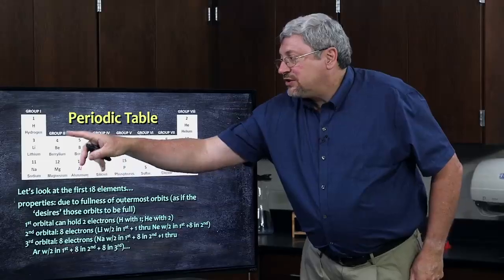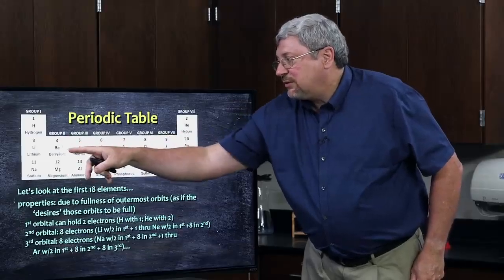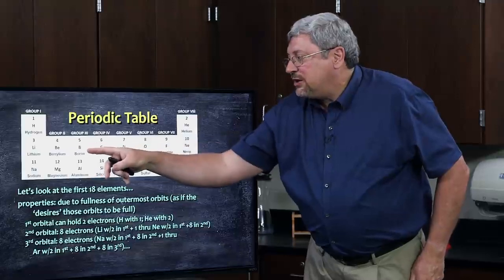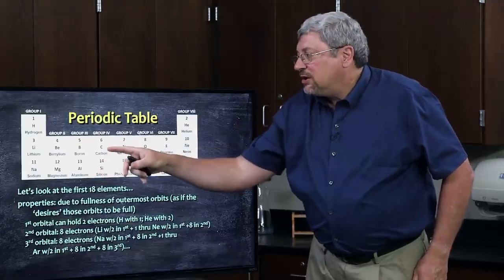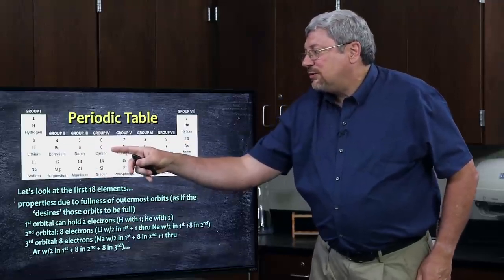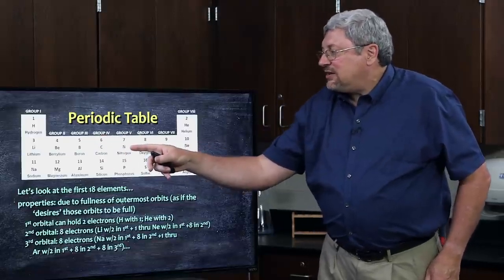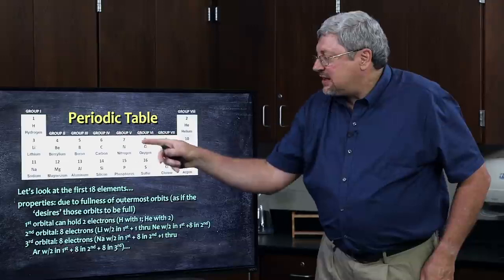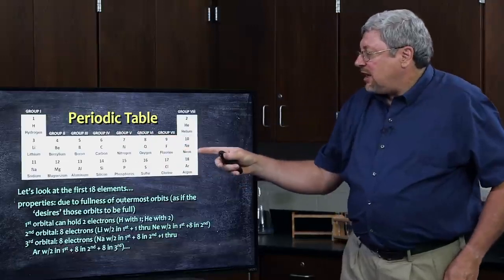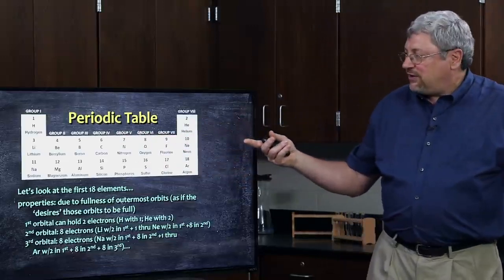The beryllium has 2 electrons in the second row. Boron has 3 electrons in the second row. Carbon has 4 in the second row. Nitrogen has 5 in the second row. Oxygen has 6, fluorine has 7, and neon has all 8 filled.